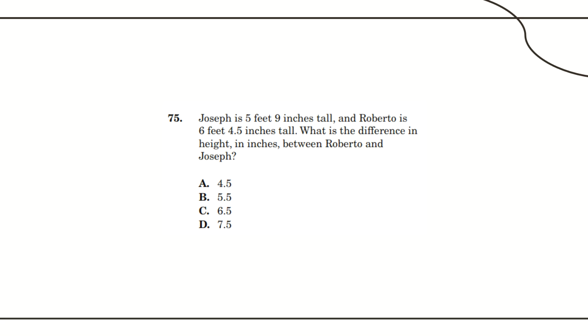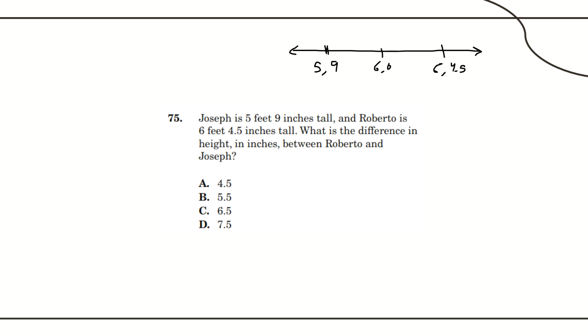In this question, it says Joseph is 5 feet 9 inches tall, and Roberto is 6 feet 4.5 inches tall. What's the difference in height between them? Okay, so how I would imagine this is 5'9", and then as on a number line, let's say over here would be 6 foot 0, and here would be 6 foot 4.5, right?